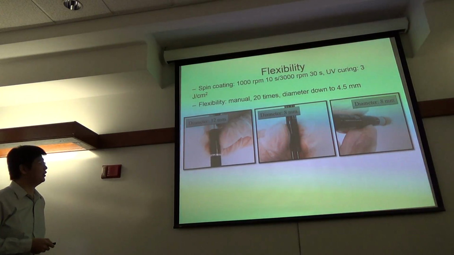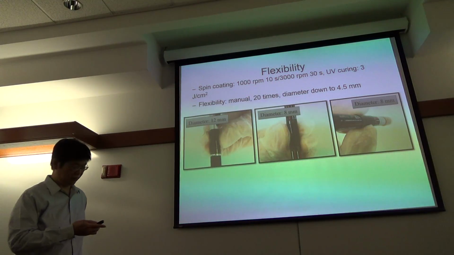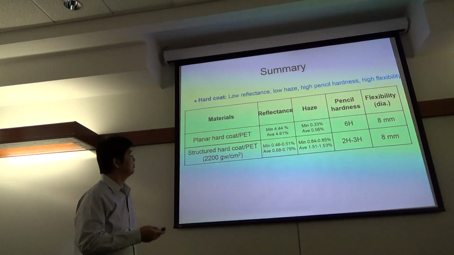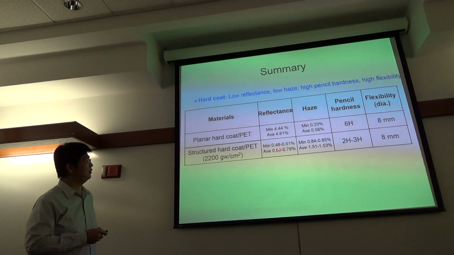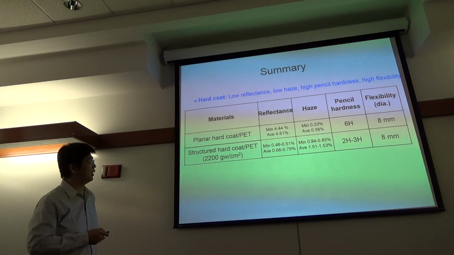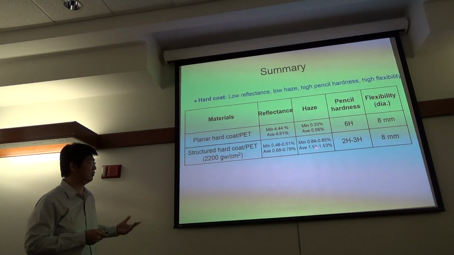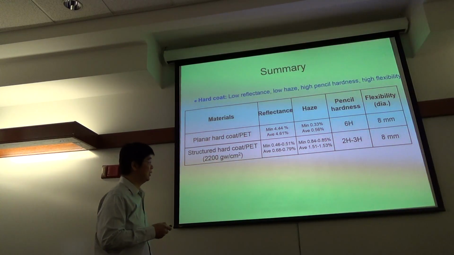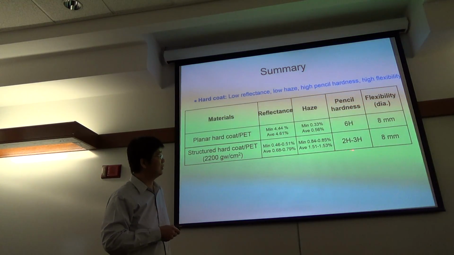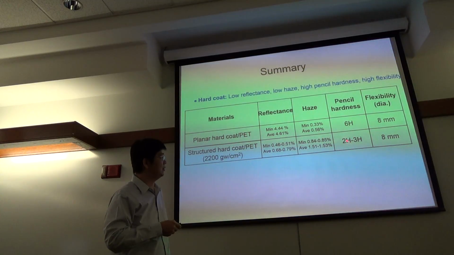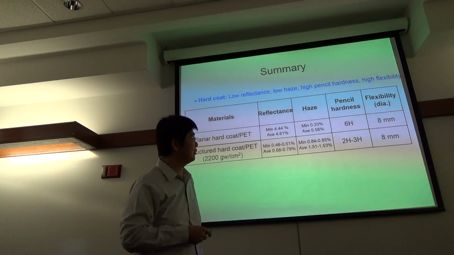And how about flexibility? We can go down to 8 millimeter in diameter, so that's no problem. So that is what we can have. The reflectance minimum is about 0.5, and the average is less than 1. And the haze is a little bit, maybe over 1, but still okay in terms of image quality. And pencil hardness is okay, not too bad, but it's possible to tune to a higher level. And flexibility is okay.